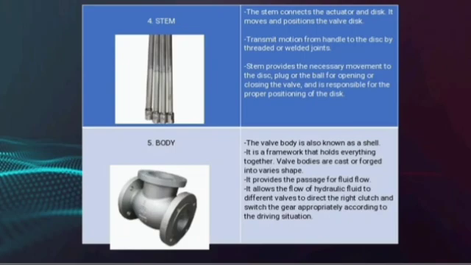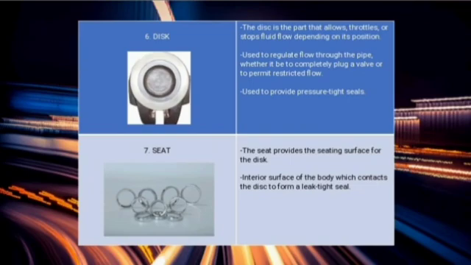And fourth is stem. The purpose of the stem in a gate valve is to raise or lower the gate. And fifth is body. Body is a framework to hold everything together and it provides the passage for fluid flow. And the sixth component is disc. This is used to regulate flow through the pipe and to provide a pressure-tight seal. And seventh is seat. Usually the seat is used to provide the seating surface for the disc.